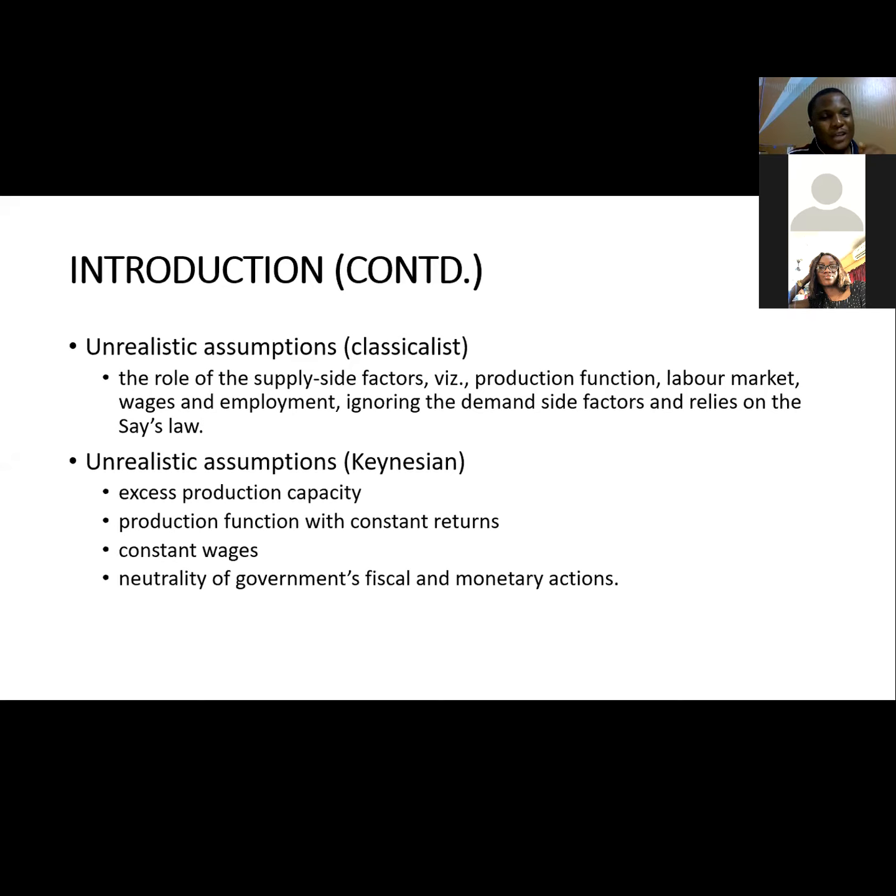Again, they bring that production function as constant returns. That is a lie. Production function does not have constant returns. Most production faces increasing returns to scale. Many of the producers enjoy increasing returns to scale whenever they try to produce. The next assumption is on constant wages. There are no constant wages anywhere. Wages are not constant. Wages are flexible. Again, the neutrality of government fiscal and monetary actions. Don't worry, when we match AD and AS together, you'll be able to see these particular assumptions there.